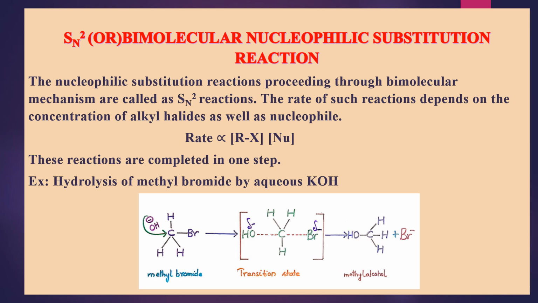Okay, so this is the intermediate state, students, which is called the transition state. Okay, and OH and Br are partially attached to the carbon atom. Therefore, we are showing it with dotted bonds, not solid lines. Okay, hence we say it is a transition state or the intermediate state. Understood, students?